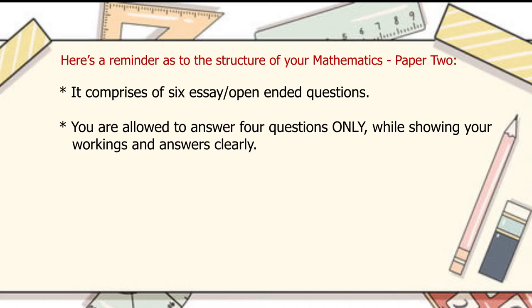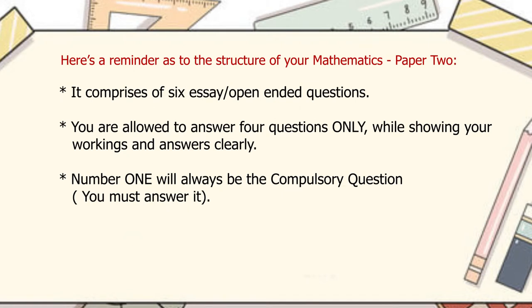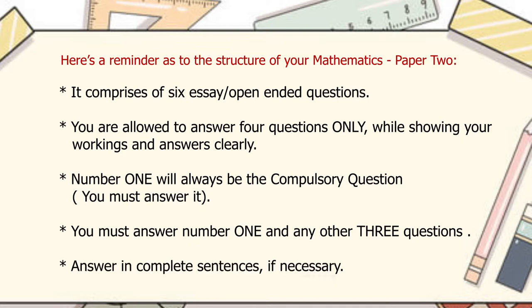On the question paper, each page is divided into 2. You have the section with the items, which would be your questions, and the working column. You are supposed to do your working in the working column, then supply your answer on the answer line. Number 1 will always be the compulsory question, meaning you must answer it, and choose 3 other questions that you are sure you can gain full marks on. Boys and girls, remember, when answering questions, you should answer in complete sentences if necessary.